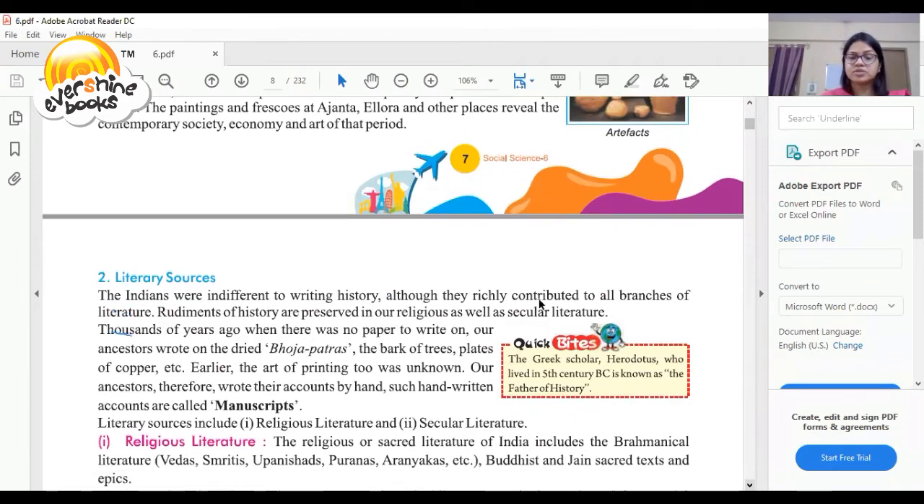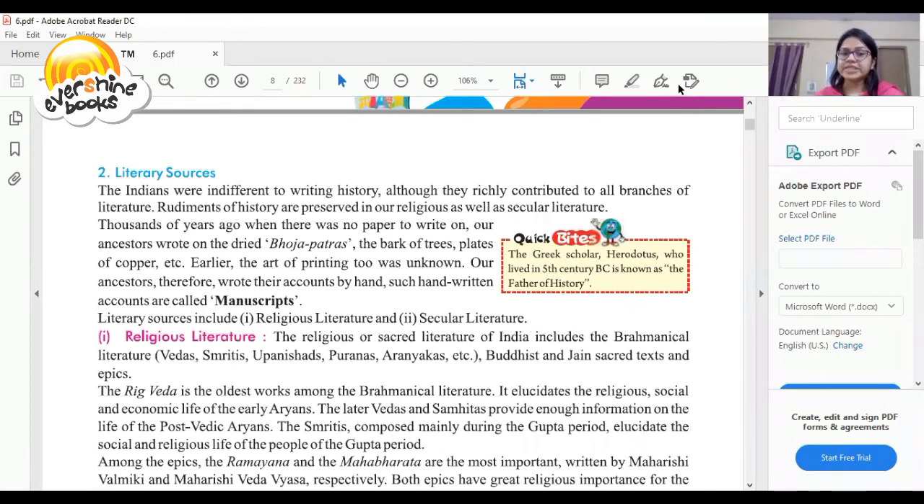So let's understand the literary sources of history. The second one is literary sources. Indians were indifferent to writing history, although they richly contributed to all branches of literature. Documents of history are preserved in our religious as well as secular literature.